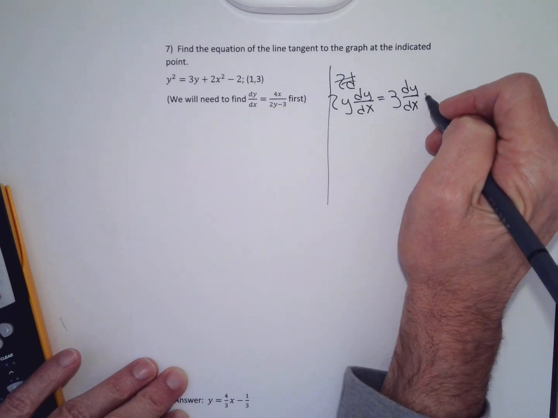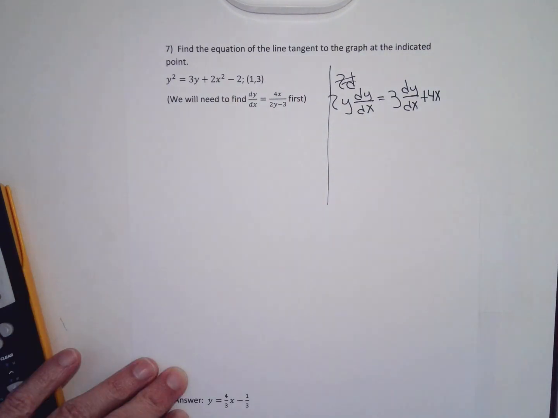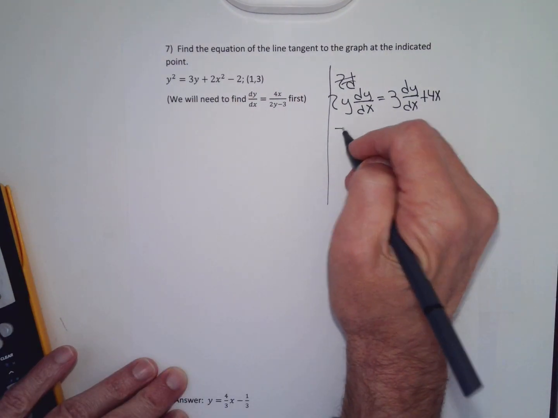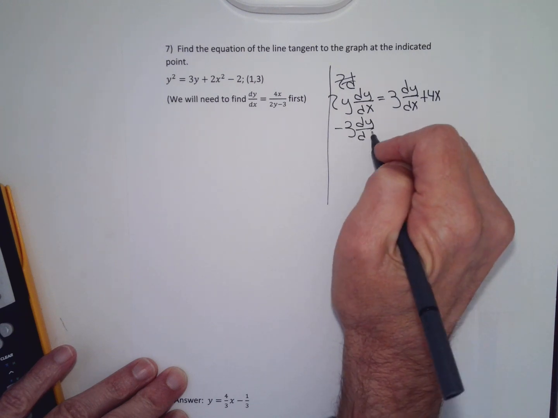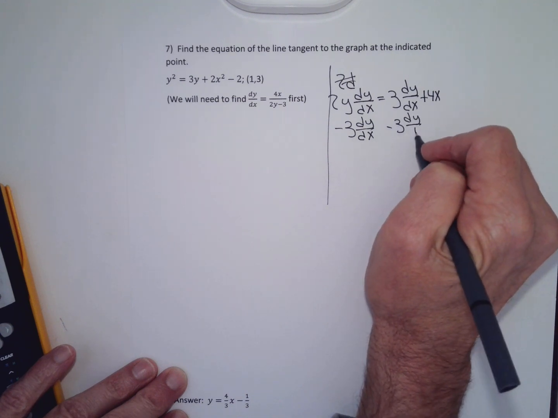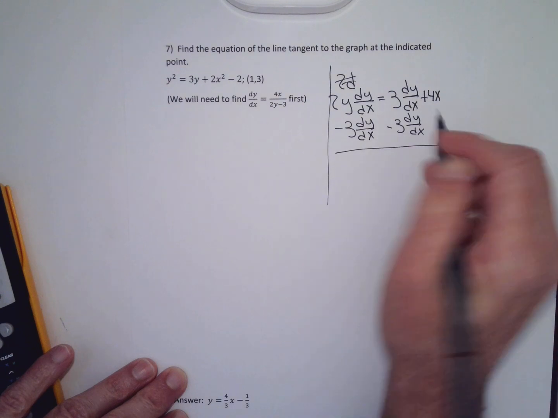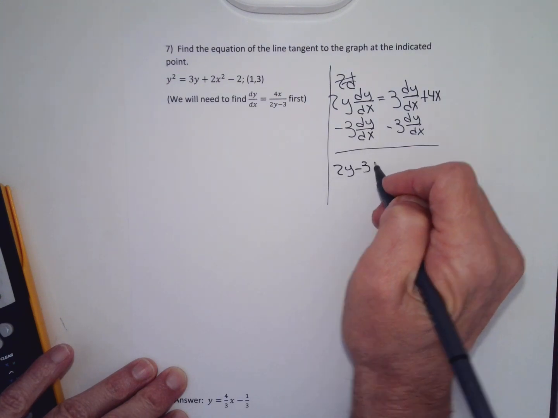The derivative of 2x squared is 4x. The derivative of -2 is 0. I'm going to subtract 3 dy/dx from both sides in my efforts to solve for dy/dx. So this gives me 2y minus 3.